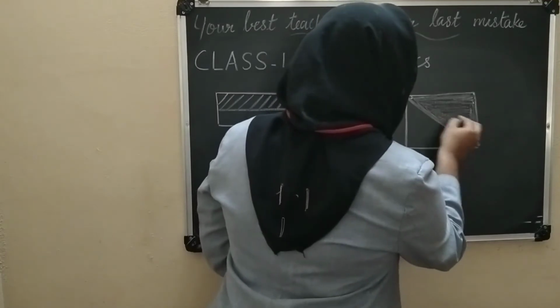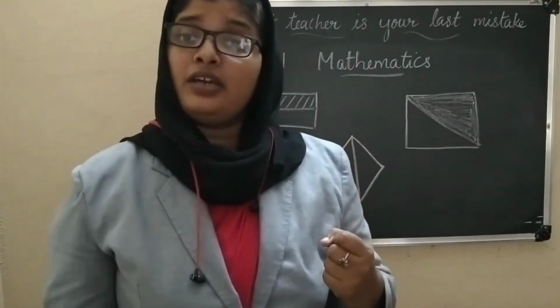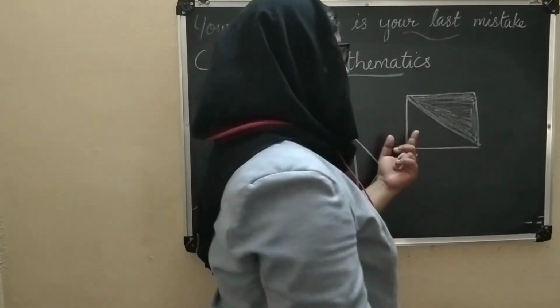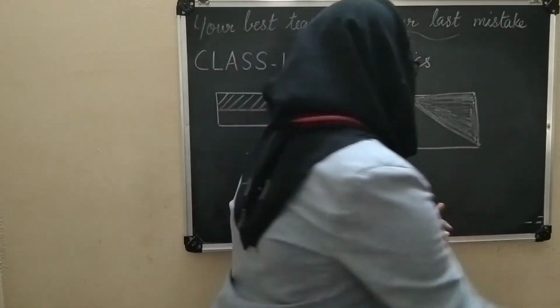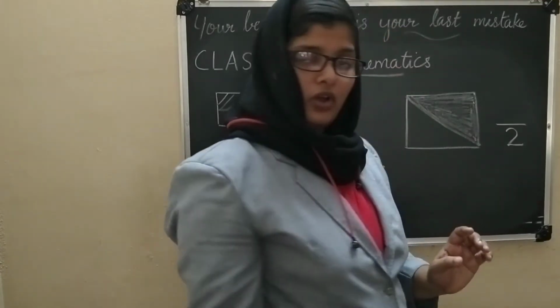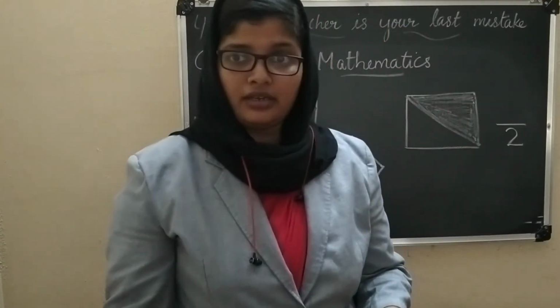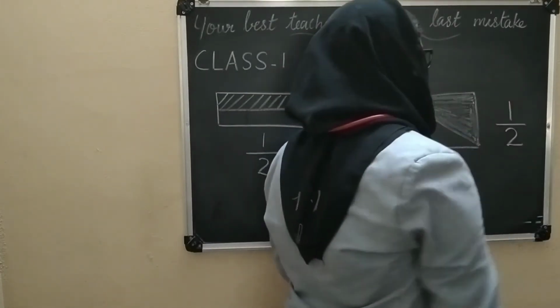Okay. This part. So, we need to write the fraction for the shaded part. So, how will we write it? Total how many parts are there? 1, 2. So, we need to write that 2 down. Then, above that we need to draw a line. Then, we need to write how many parts are shaded. 1 part is shaded. So, we need to write that 1 here.